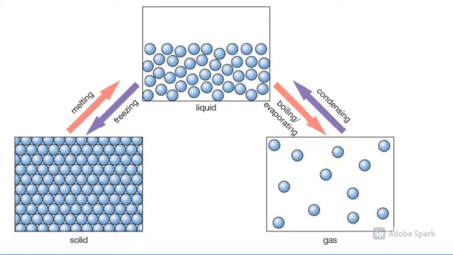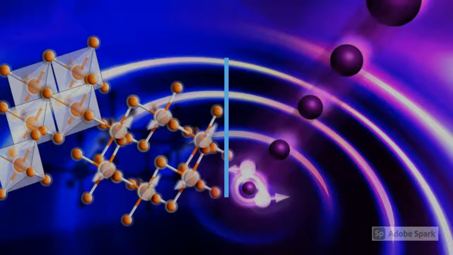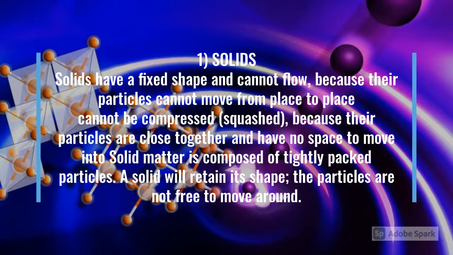Now let's talk about solids. From the previous diagram, we can see that solid matter is composed of tightly packed particles which cannot flow and therefore have a fixed shape.